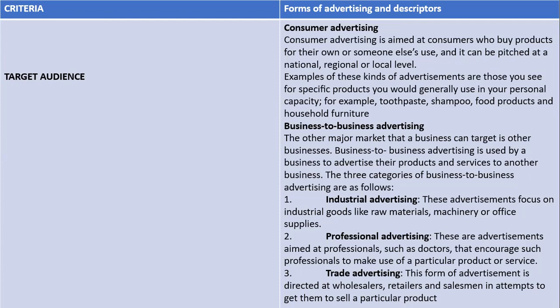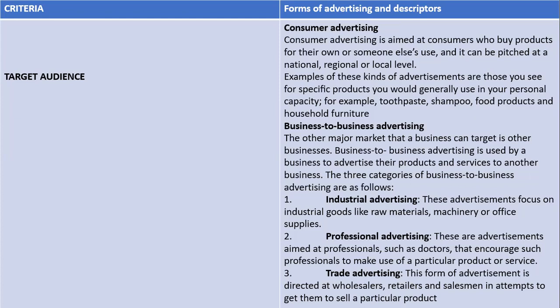Then we have business to business advertising. That's when a business is advertising to another business. This is used by business to advertise their products and services to another business. Okay, so the three categories of business to business advertising are as follows. Number one, there is industrial advertising. Industrial advertising focuses on raw materials, machinery, or office supplies, those that will supply you with the tables, will supply you with the raw materials.